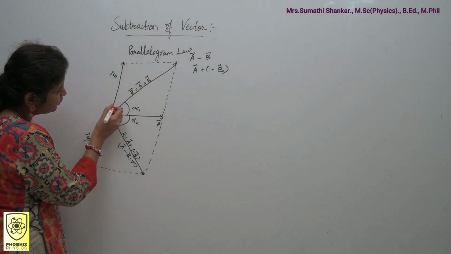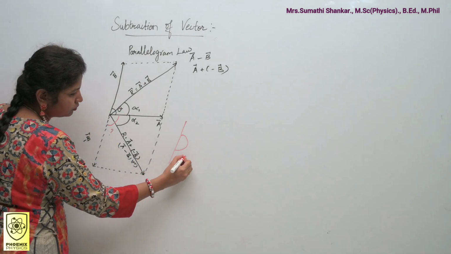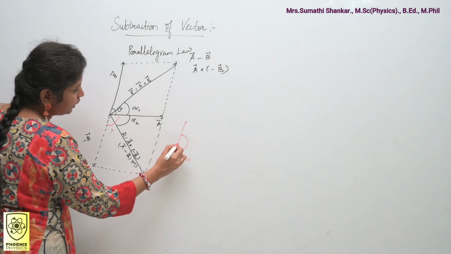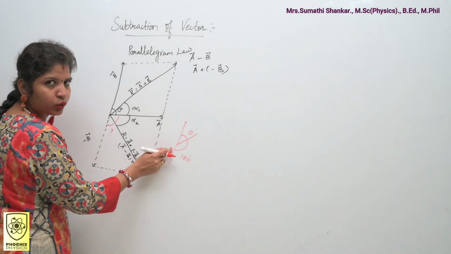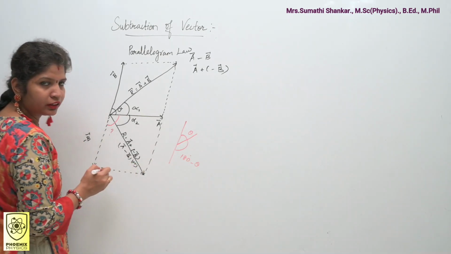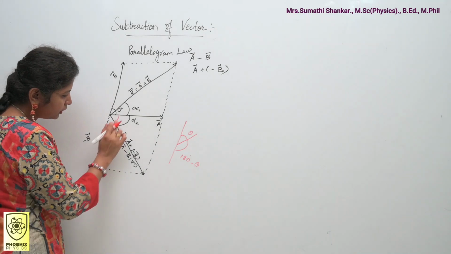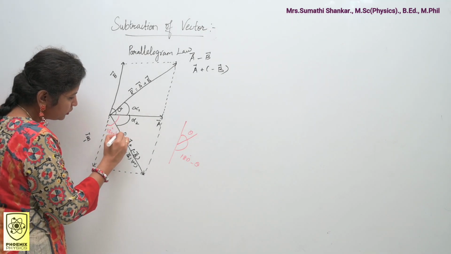Here this is 180 degrees. Here I mark the angle theta. So the total is 180 degrees, which means this angle is nothing but 180 degrees minus theta. So this red portion is 180 degrees minus theta.